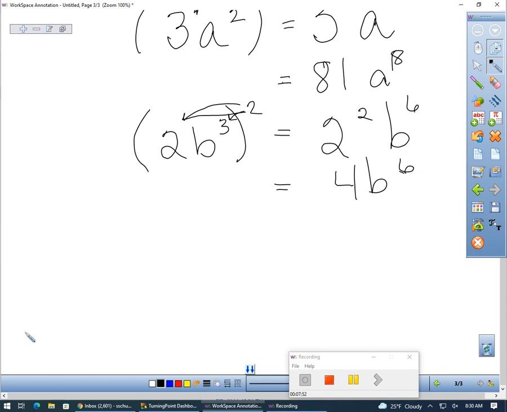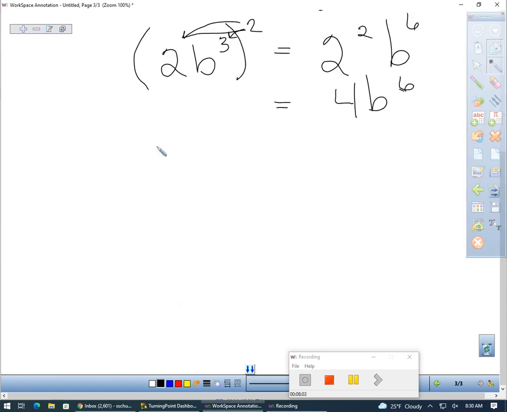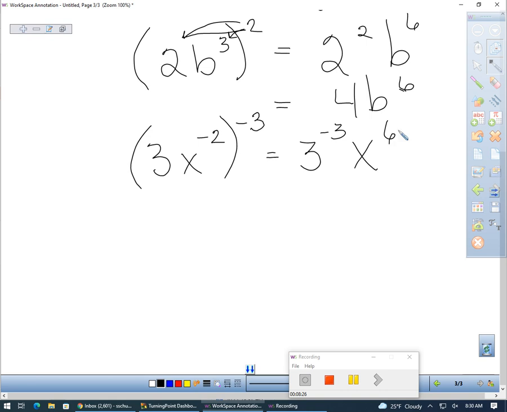Make it just a little harder. Are we ready? We can do it. How about this one? Say I have 3 x to the negative 2 raised to the negative 3. Distribute. I agree, Chase. So that means I'm going to have 3 to the negative 3, x to the what? Yes, x to the 6. Anybody have a question on that step?